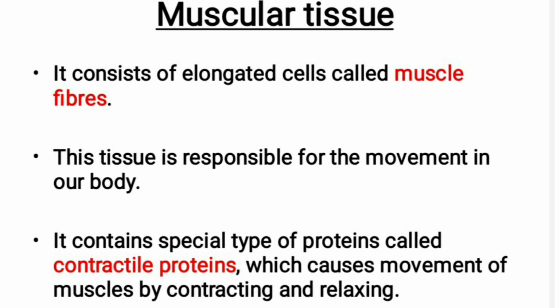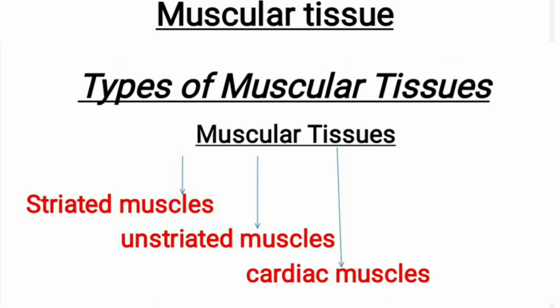Next tissue is the muscular tissue. It consists of elongated cells called muscle fibers. This tissue is responsible for the movement in our body. It contains special type of proteins called contractile proteins, which cause movement of muscles by contracting and relaxing. Different types of muscular tissues are striated muscles, unstriated muscles, and cardiac muscles.